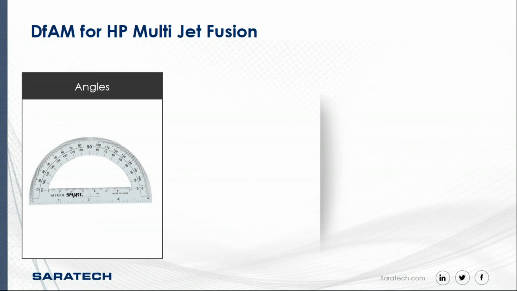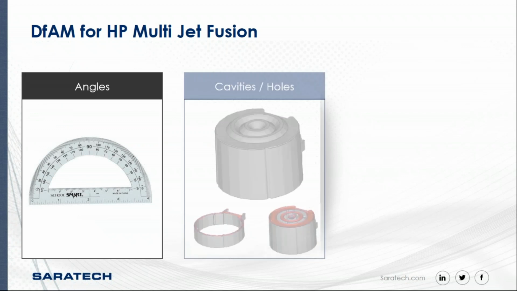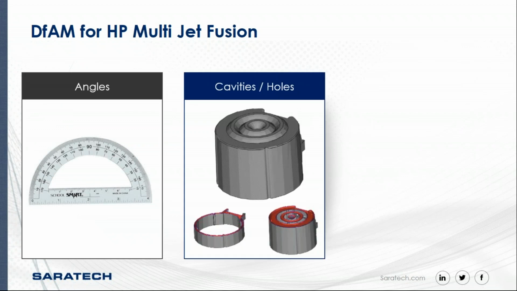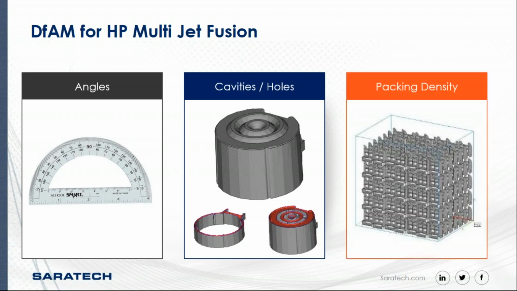So if you take things such as angles, you also take into account the design itself, cavities and holes. But overall, those don't have as much of a play in additive. They do have a play when you consider potentially wanting to create a packed, dense part cake, as I typically call it, such as you see on the right-hand side here.